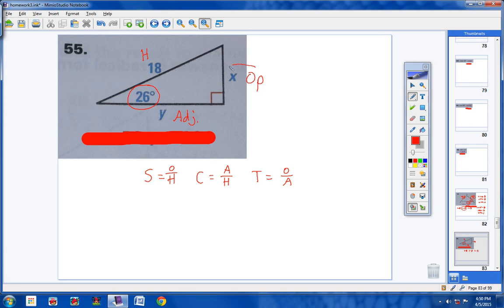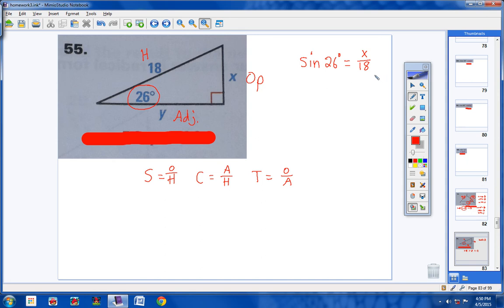Let's look for x first. So we're dealing with opposite. Here's the one side we know, hypotenuse. So we're dealing with opposite and hypotenuse. That's going to be sine. Sine is the function that has opposite and hypotenuse. So we have sine of 26 degrees equals opposite over hypotenuse. There it is. Opposite over hypotenuse.